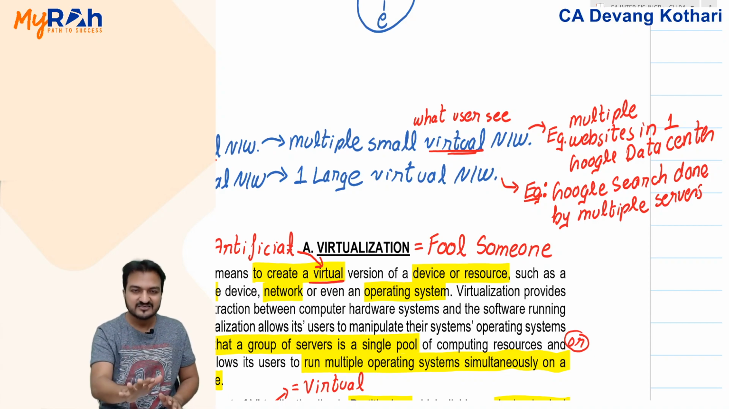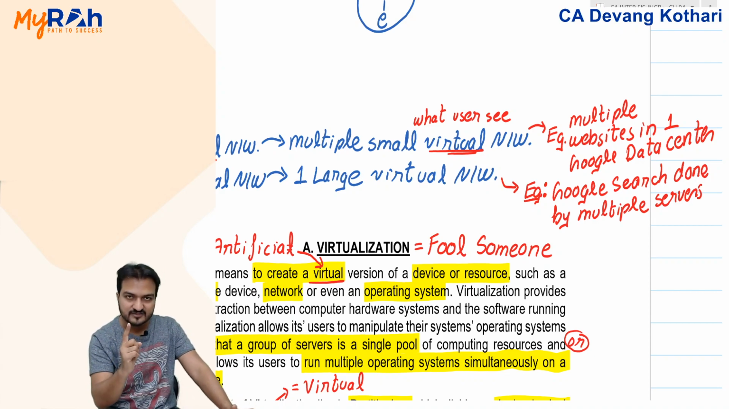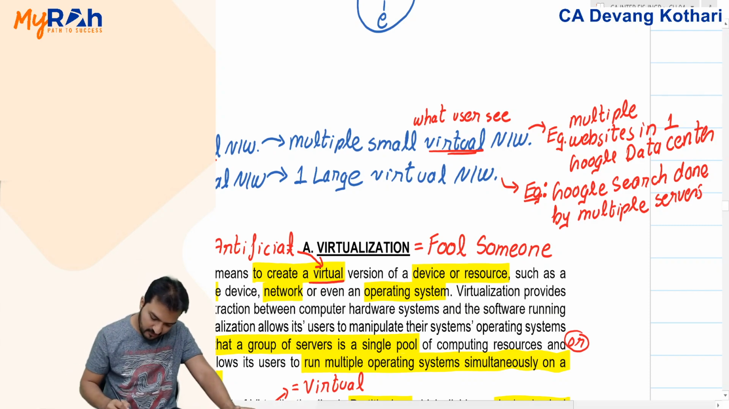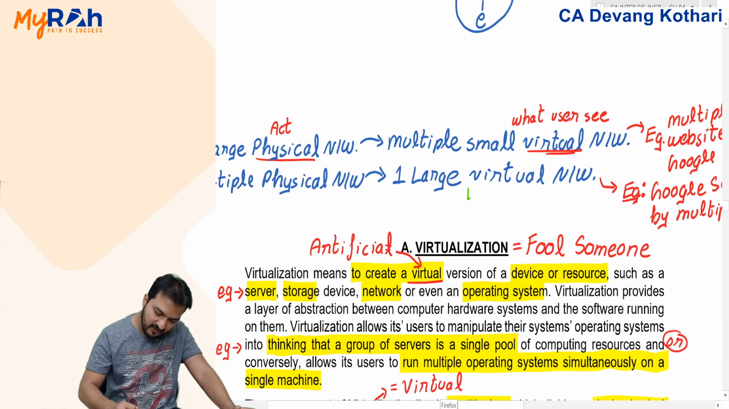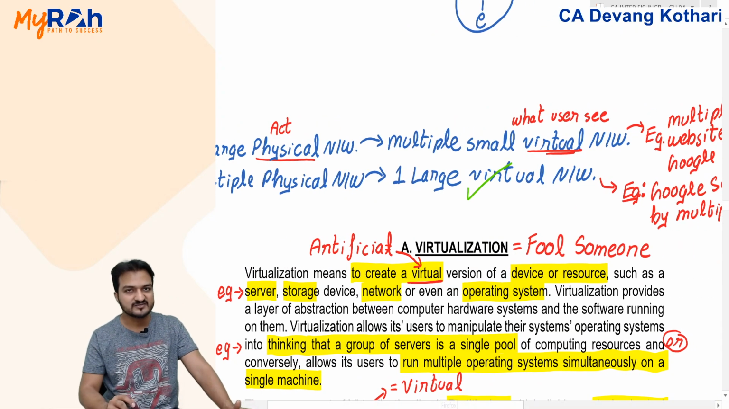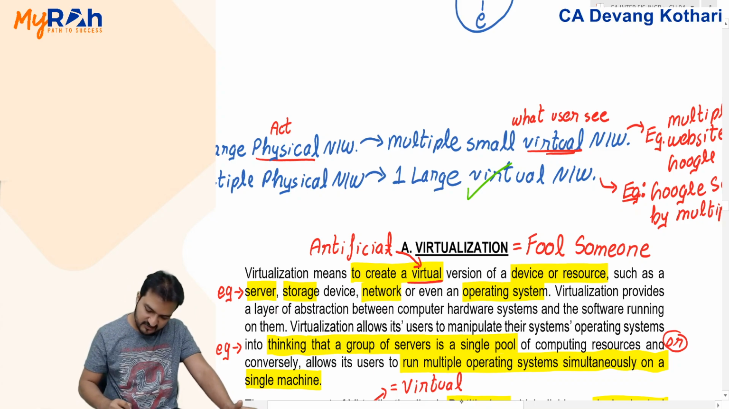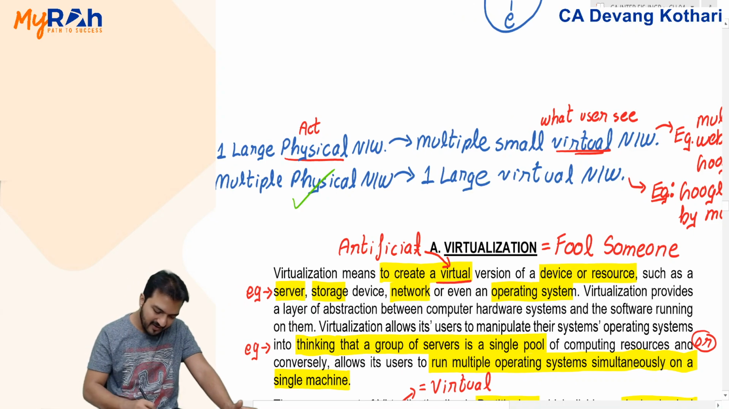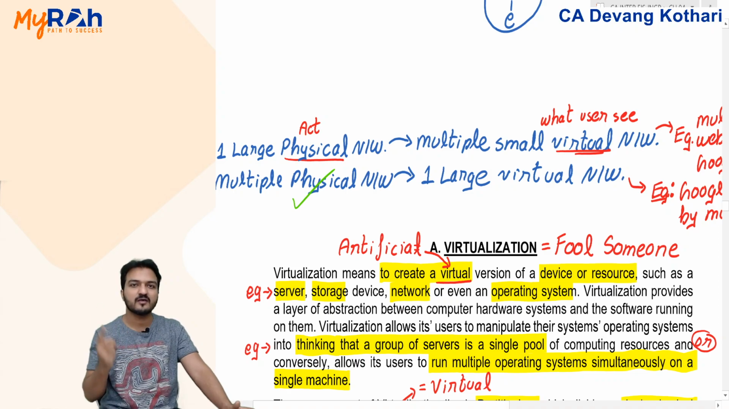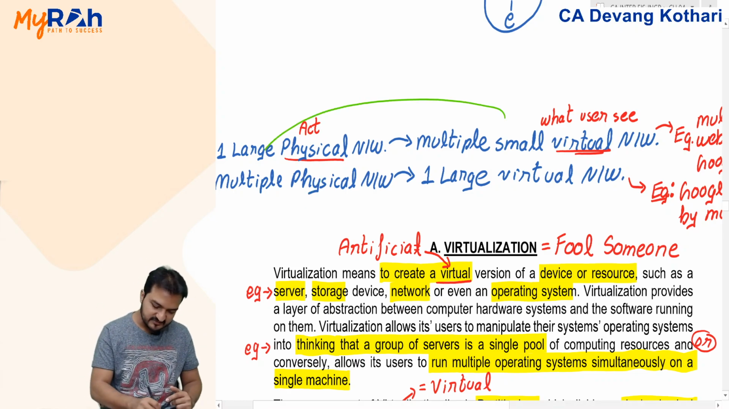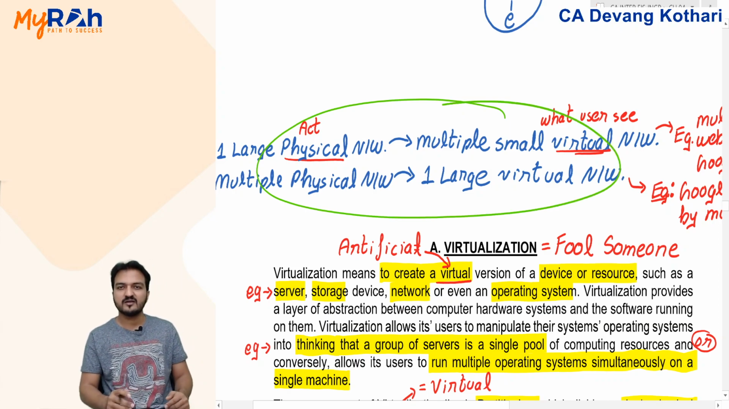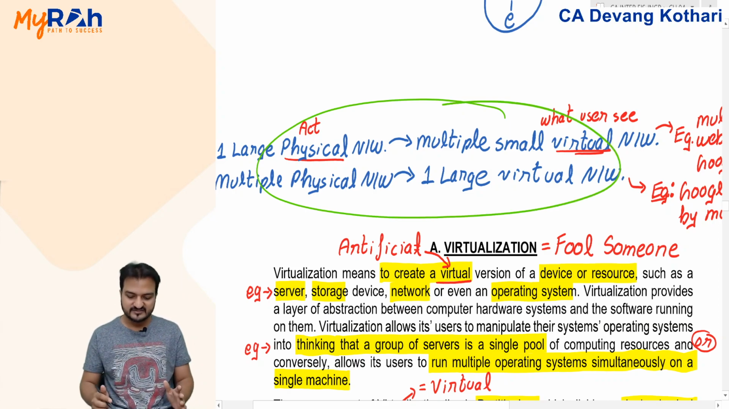You will feel as if the search was done by one Google server, but in reality the search was done by 10 different Google search engines. You will feel that the search was done by one large Google server, but actually the search was done by multiple Google servers working in coordination. This is also virtualization. Now these two sentences give you an idea of what exactly virtualization is.